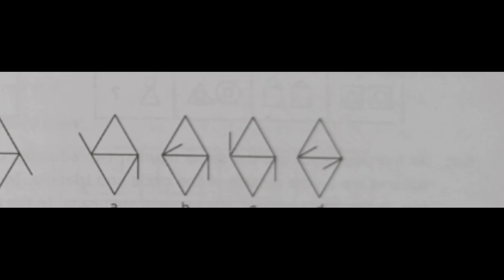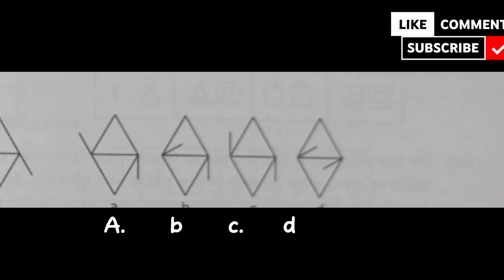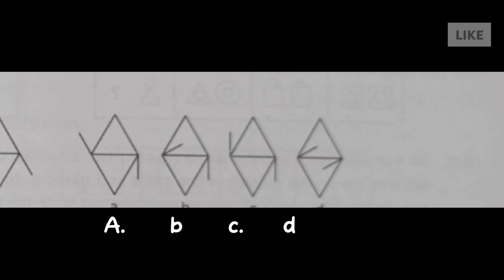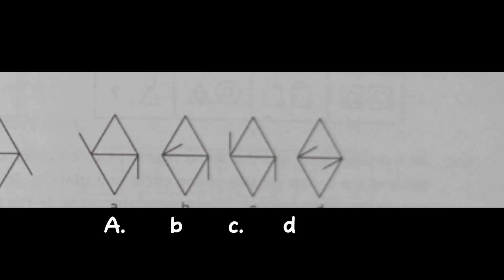Option A is tilted but not at 45 degrees. Option B is tilted inside, so this one is also not correct. Option C is correct because it forms an arm that moves in a clockwise turn of 45 degrees. So the next in the sequence is C. Option D is totally wrong because both the arms are tilted inwards. So let's go to the next one.